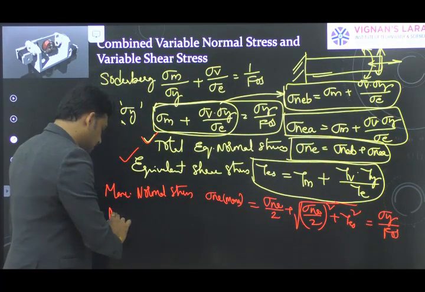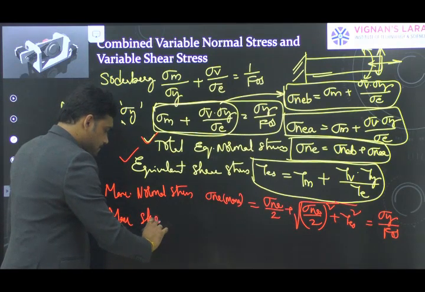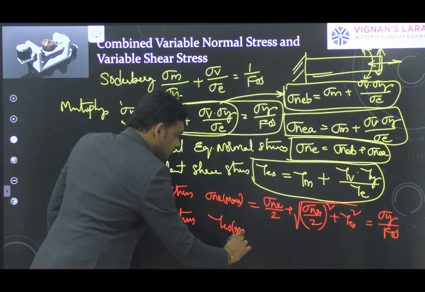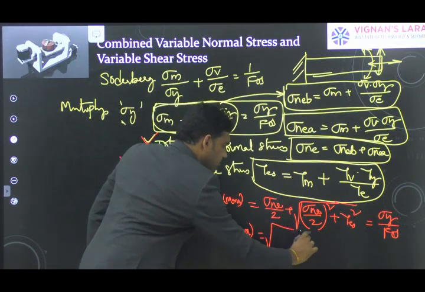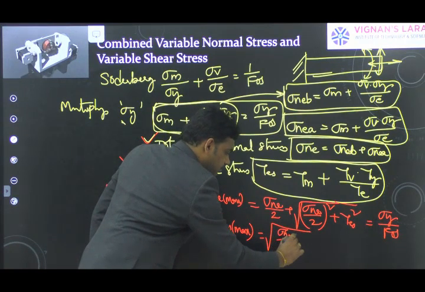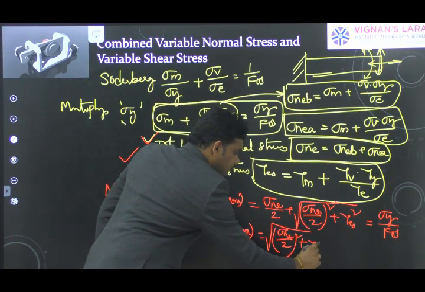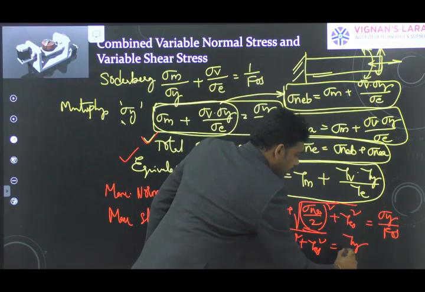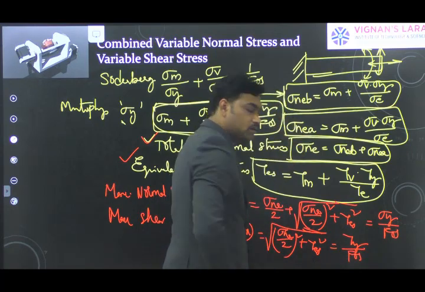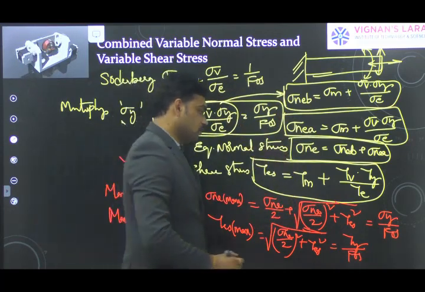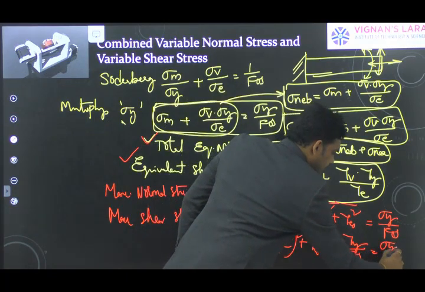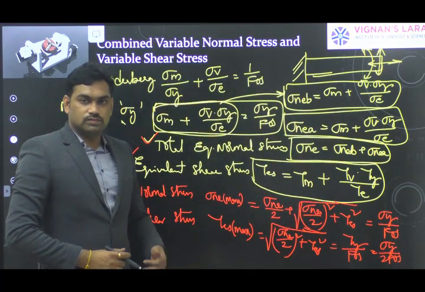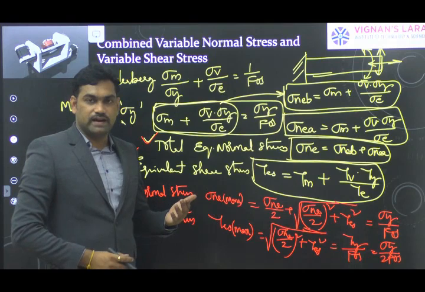Similarly, you can also find the maximum shear stress, tau ES max, is equal to root of sigma NE by 2 whole square plus tau ES square. This can be equated to tau y by factor of safety, or you can write sigma y by 2 into factor of safety. Clear? This is similar to the earlier cases of static loading conditions.